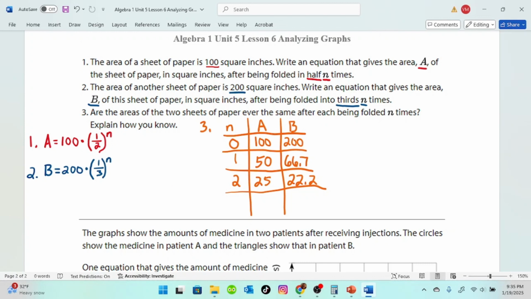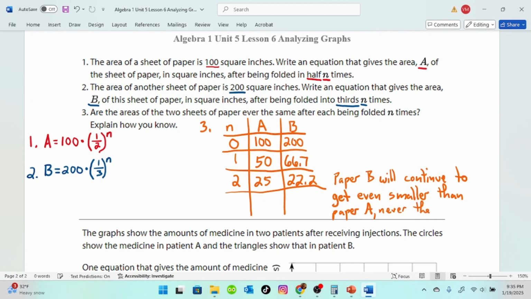And after this point, paper B will continue to get even smaller than paper A. Never the same size.